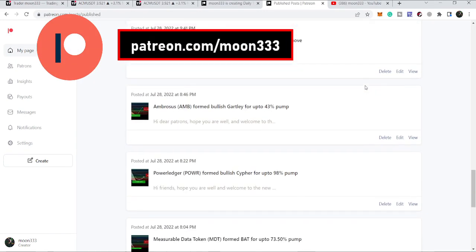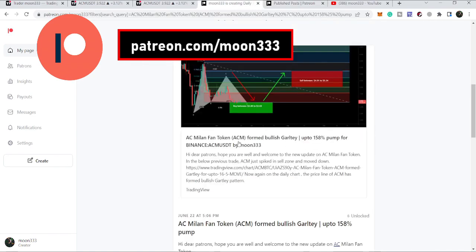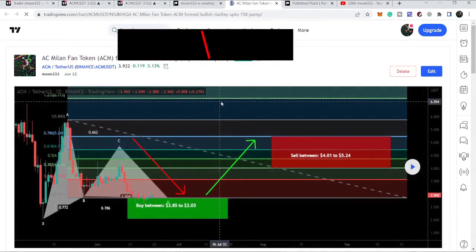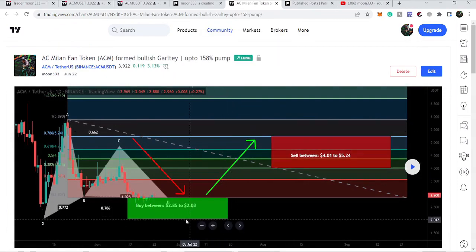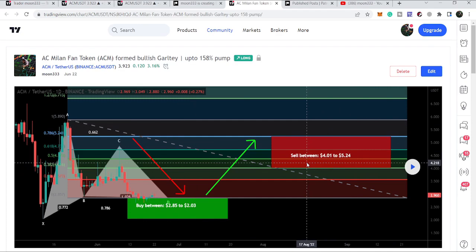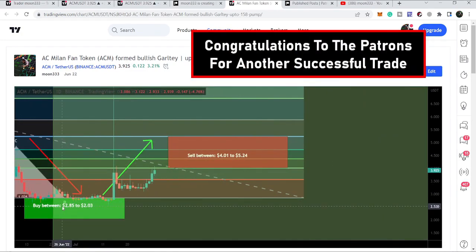So let's start the analysis. First of all, let me begin with my recent trade setup that I shared with my members on 22nd of June, when ACM completed a harmonic bullish reversal Gartley move with Bitcoin pair. And this was, by the way, our buying zone that was starting from $2.85 and goes to $2.03. And our sell targets were from $4.01 and go to $5.24.